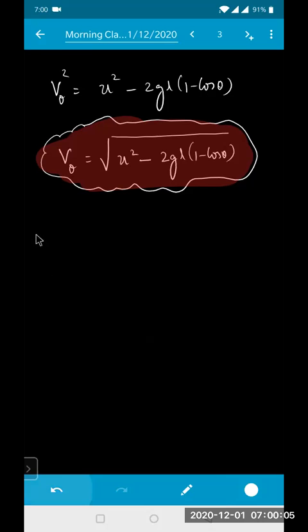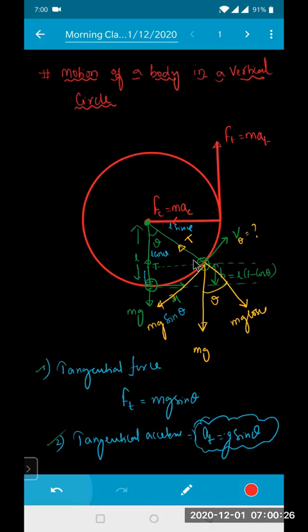Now if I need to calculate the tension at any point, the next one is tension at any angle theta. Now see, at any angle theta, the tension and the centripetal force are in the same direction. And this mg cos theta is in the opposite direction. So a pseudo force will be acting on this body in the opposite direction.